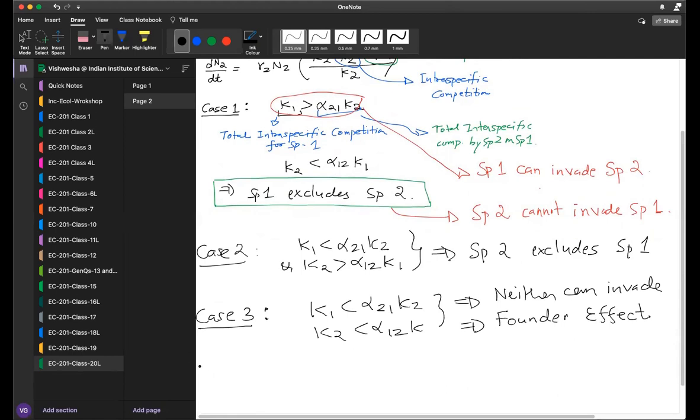Now we have a case 4, where the conditions will be entirely inverted, right? K1 is... so both of them can invade now.